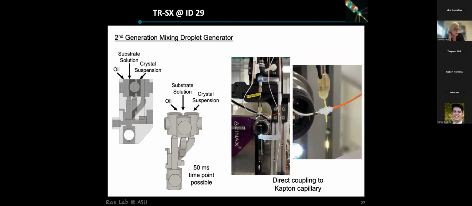Okay, so the second generation then included adding a mixer to the droplet generator, similar to what I've shown you in this European XFEL experiment, in order to bring the mixing region between crystals and substrate closer to where the droplets are generated. We changed the geometry a little bit. Previously, all the fluidic channels were on the same plane. But what we did here is we kept the oil channel and the crystal suspension channel on the same plane and now deliver the substrate solution from the top.